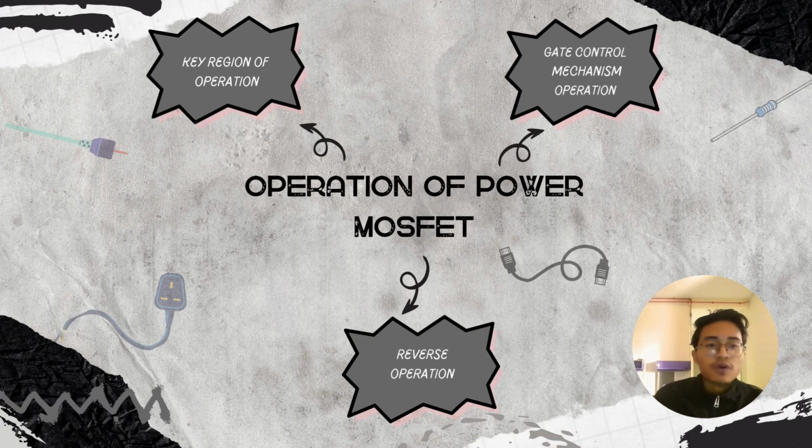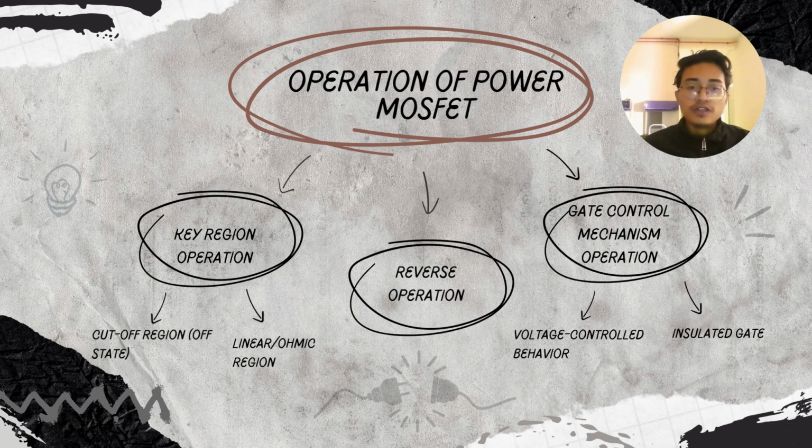There are a lot of operations of power MOSFET, but I only include three operations. First, key region of operation. Second, gate control mechanism operation. And last, reverse operation. For key region operation, in the cut-off region, no current flows between the drain and source. In the linear ohmic region, the MOSFET behaves like a resistor and the drain current is proportional to VDS.